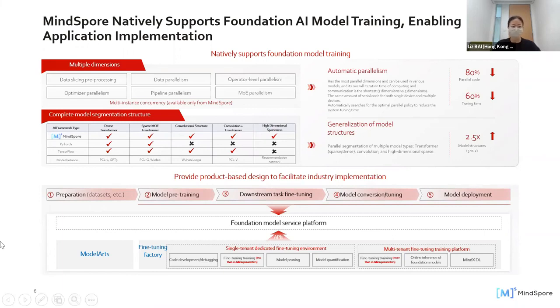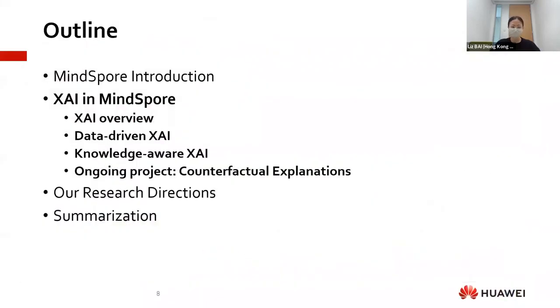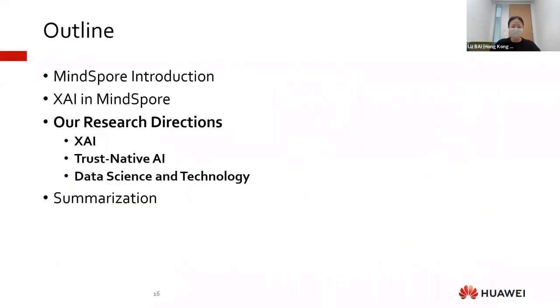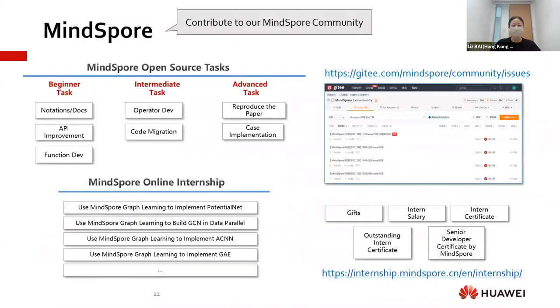But for the model structure, it means what kinds of models the AI framework supports, that you can use directly. For example, the high dimensional sparseness is very useful in recommendation networks. It's mainly about graph things. And as you can see at the last MindSpore online internship, there will be a lot about MindSpore graph learning.